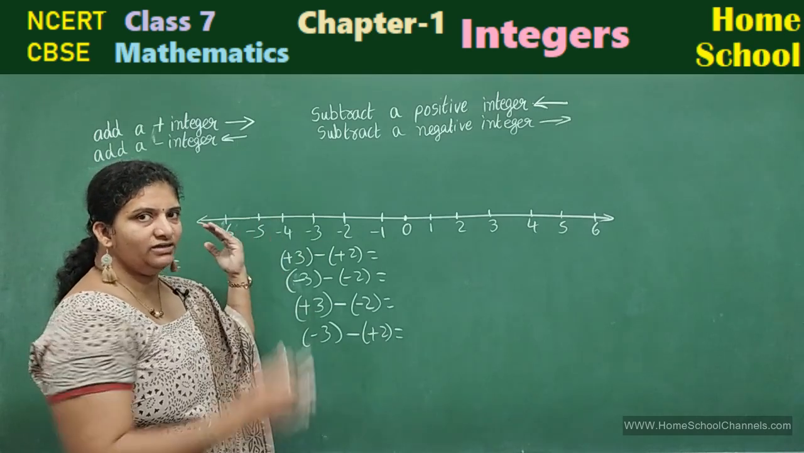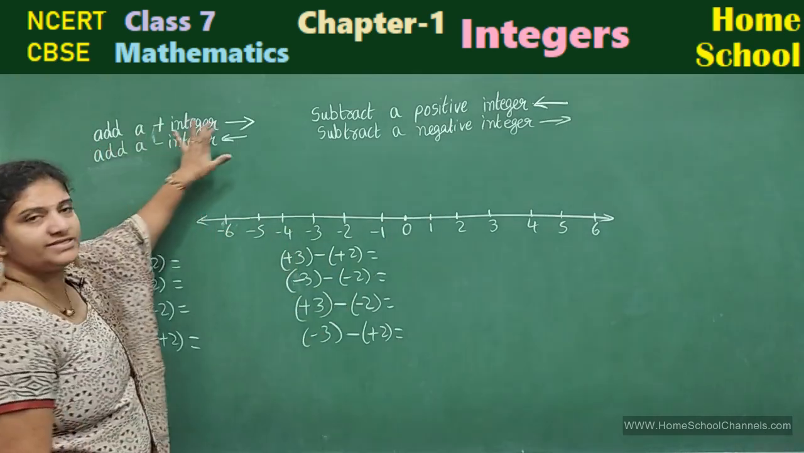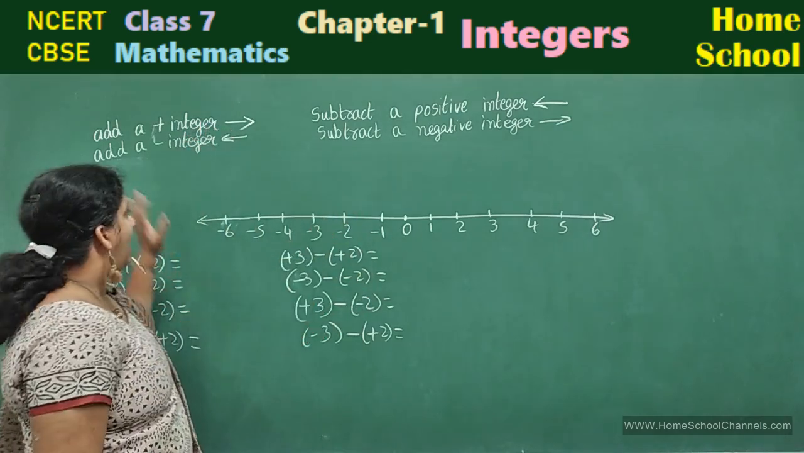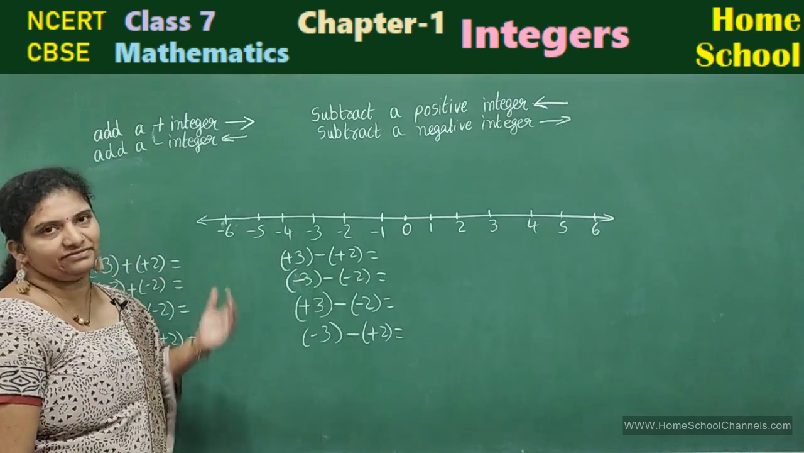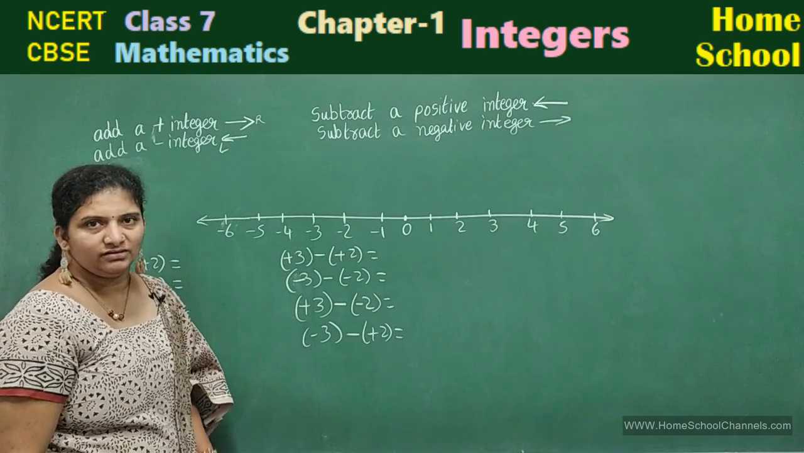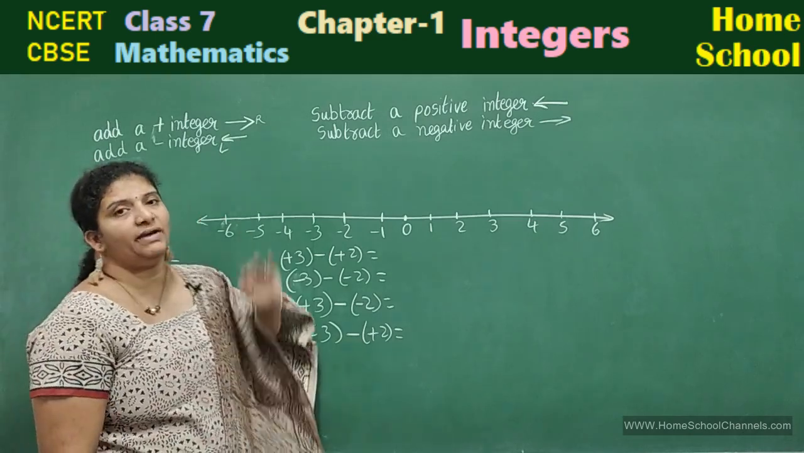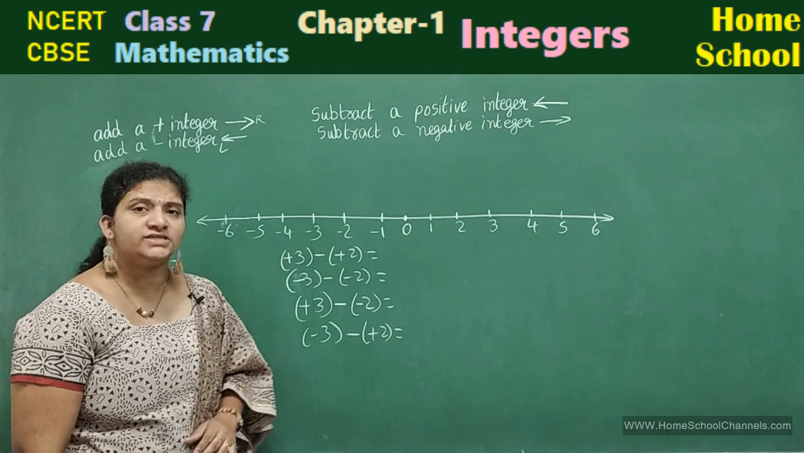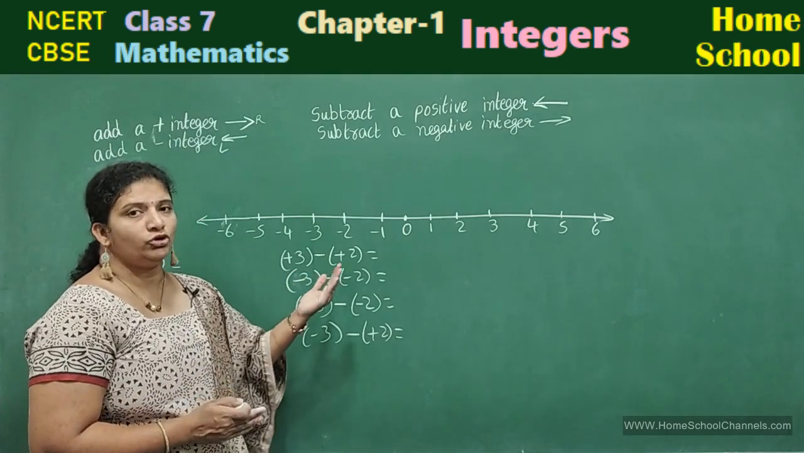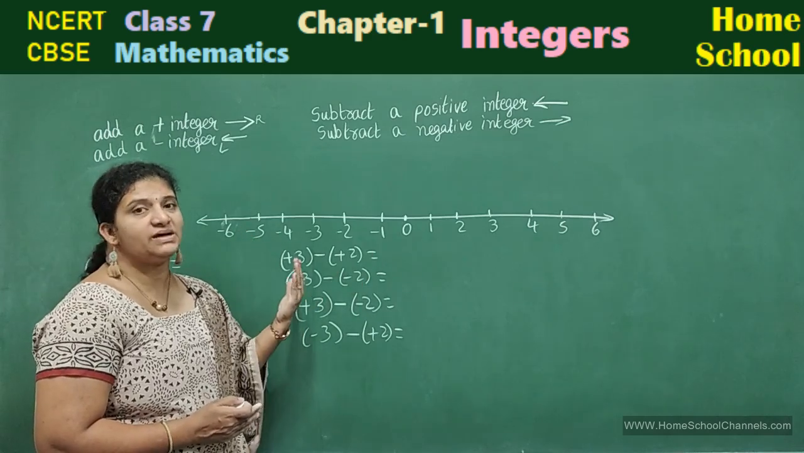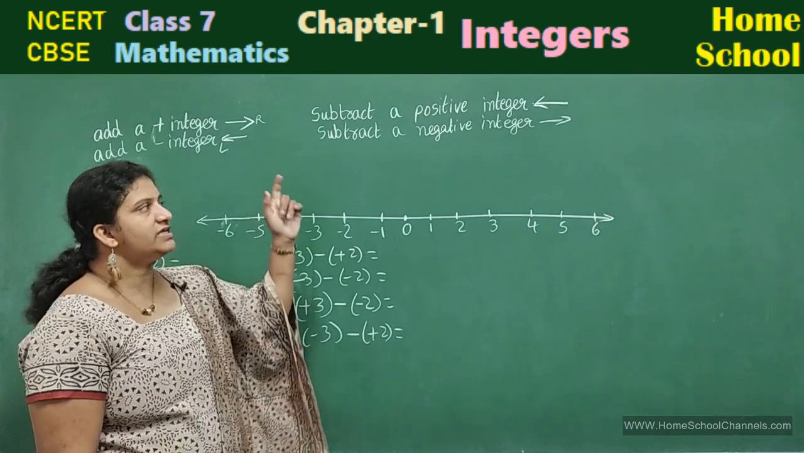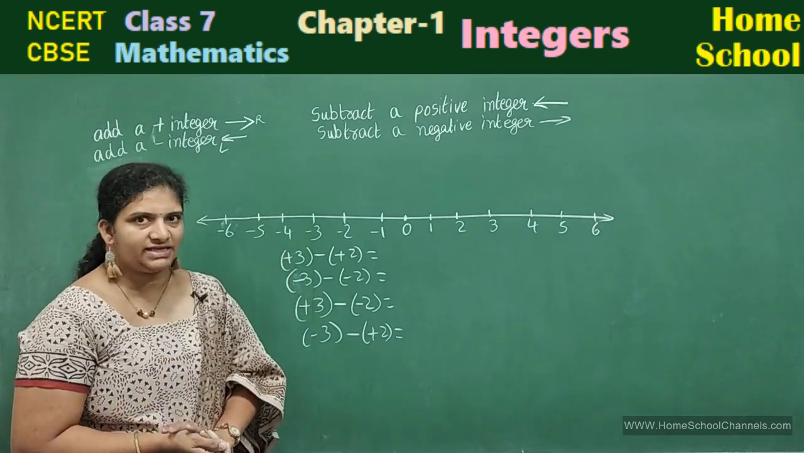Okay? Subtraction, addition. Adding a positive integer, we move right. Adding a negative integer, we move left. This arrow indicates right and this arrow indicates left. In the same manner, subtraction. When we subtract a positive integer, we move towards left. When we subtract a negative integer, we move towards right. How is it possible? Let us check with some examples.